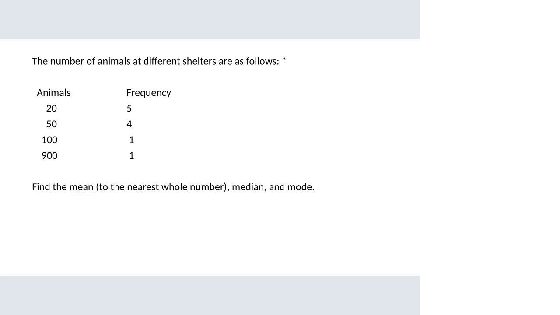The number of animals at different shelters are as follows. We're given a frequency table where we know the number of animals and the frequency with which that number occurs in our data set. So the frequency always tells us how many times the data point occurs in the data set. The actual data points are in the other column. Here, I want you to find the mean, median, and mode of this data set. And I'm going to make a poll for this. And just like the last one, I'm going to ask for mean and median. We'll also find the mode. But as far as the poll goes, just mean and median.